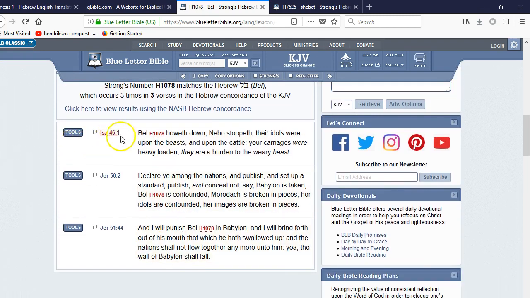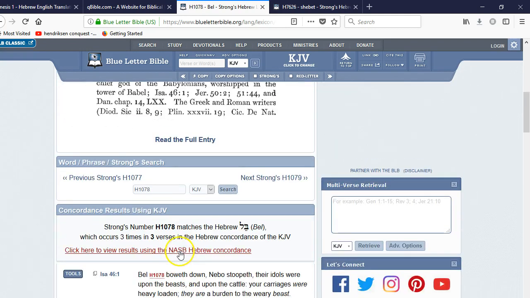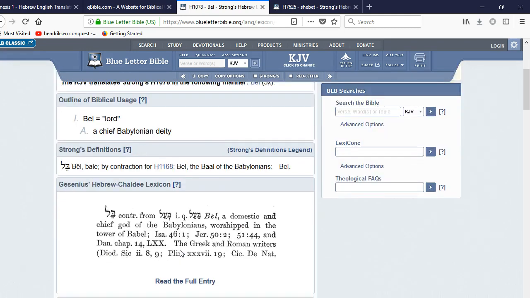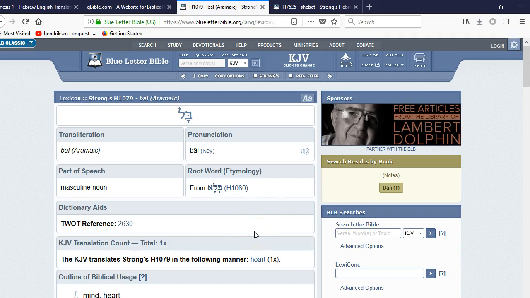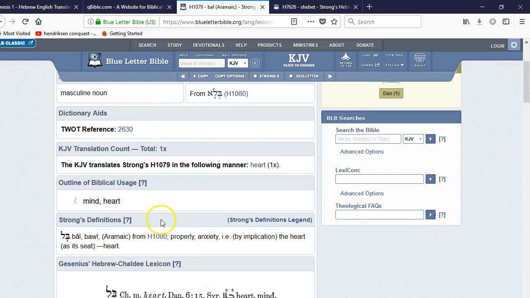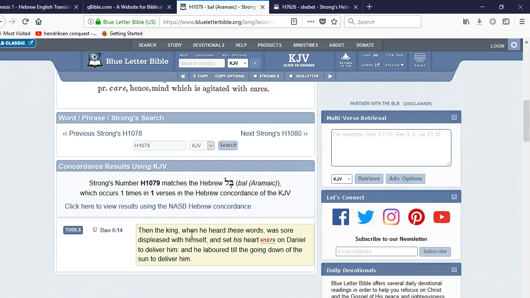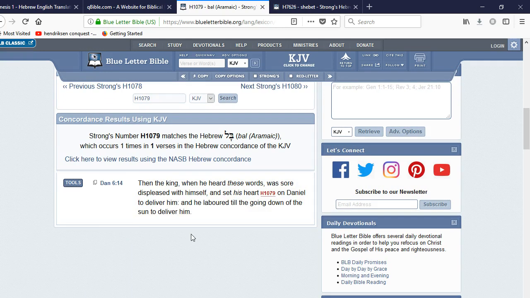So you've got Isaiah 46:1, Bel boweth down, Nebo stoops, their idols were upon the beasts. Jeremiah 52, Babylon is taken, Bel is confounded. This is a Chaldean deity. So, going forward from 1078 is 1079. In Aramaic, this Bel means the mind or heart, in Aramaic, which is a very similar language to Hebrew. And, of course, it only has one occurrence. It's Daniel 6:14. Then the king, when he heard these words, was sore displeased with himself. And he set his heart on Daniel to deliver him.